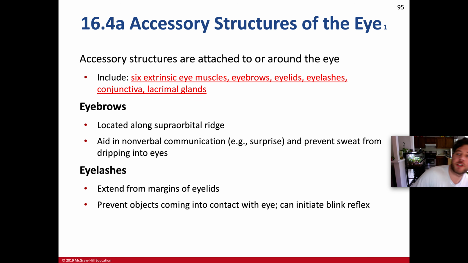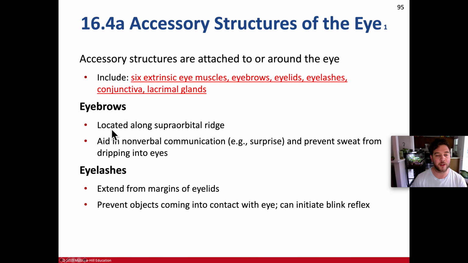Okay, now we're getting into structures of the eye for vision. We're going to get through all of the anatomical structures of the eye, and then the second part of chapter 16 will be on actual vision and hearing and equilibrium. All right, accessory structures of the eye are attached to or around the eye. They include the six extrinsic eye muscles, your eyebrows, your eyelids, eyelashes, conjunctiva, and lacrimal glands.